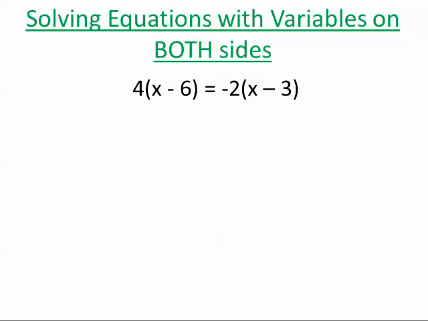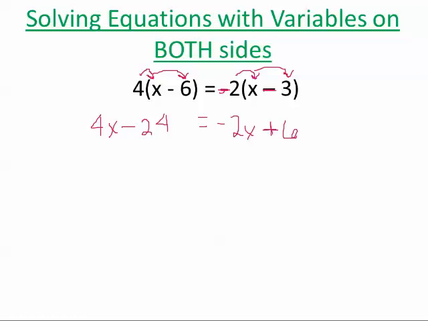Okay, so this one has x's on both sides, variables on both sides, but it also has the distributive property. So we still need to simplify everywhere that we can before we start solving from one side to the other. So in this case, 4 times x, 4x, 4 times negative 6, negative 24. Yes, I can multiply by 4, can't I? Negative 2 times x, negative 2x, negative 2 times negative 3 plus 6. So watch that sign. Negative times this negative gives me a positive.